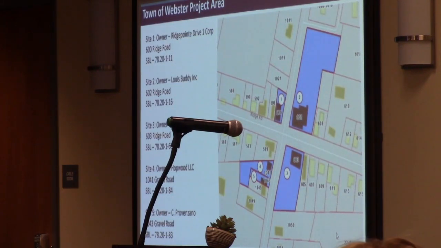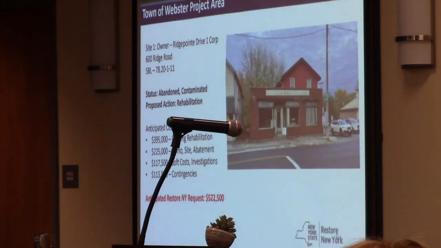community. We need to publicly promote and advertise which sites we're talking about. We have 5 different sites that were on our notice of intent to apply, which is kind of like a precursor. Those 5 properties include 600, 602, 603 Ridge Road, and 1041 and 1043 Gravel. And they all bolster that Four Corners intersection.